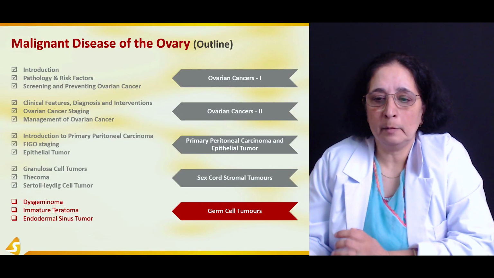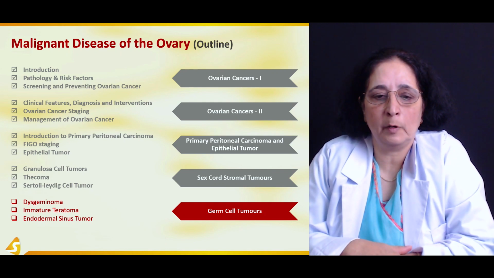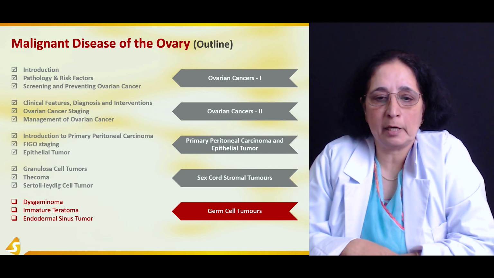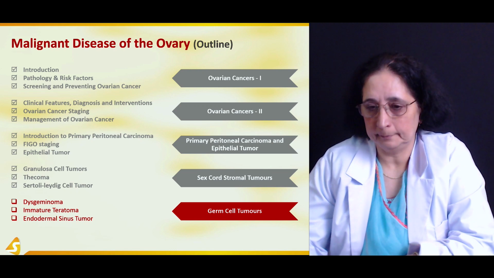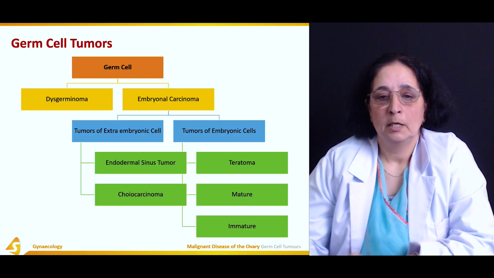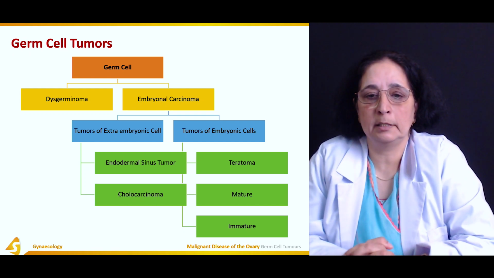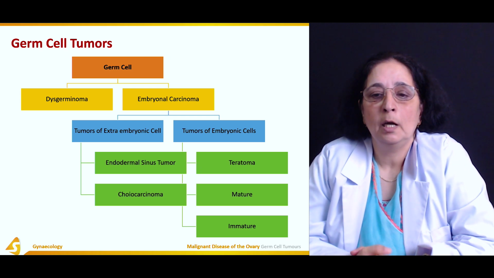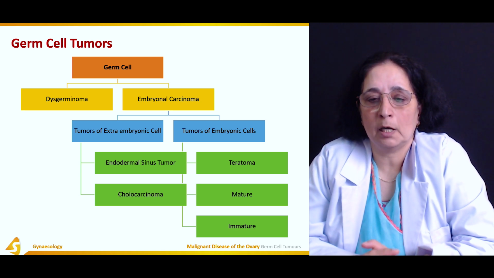And when we talk about germ cell tumors, we will talk about dysgerminomas, immature teratoma, and endodermal sinus tumor. So germ cell tumors mainly include dysgerminoma and embryonal carcinoma.